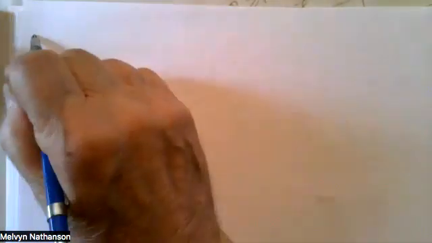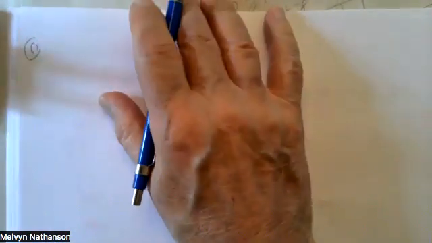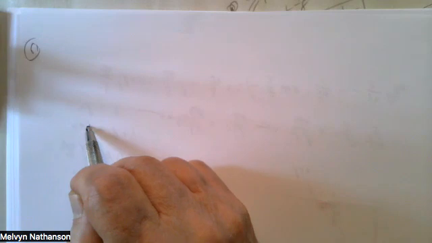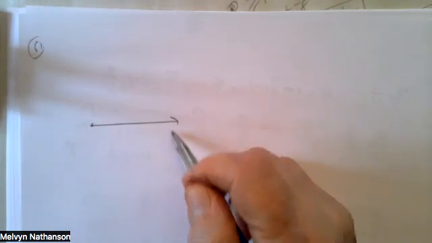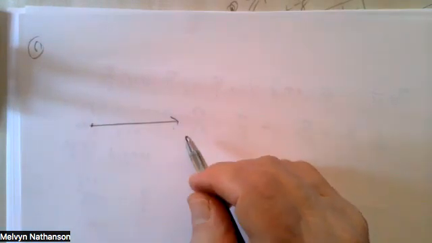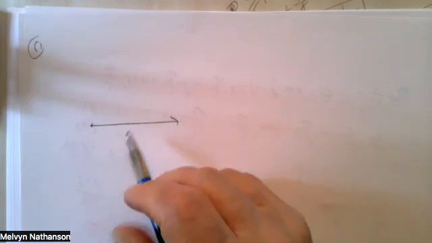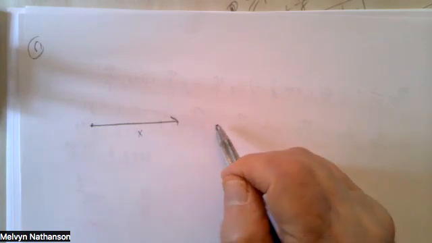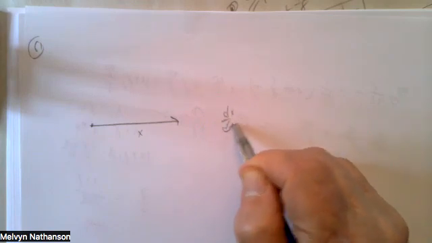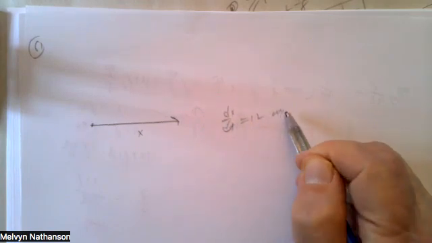Let's look at the Navy problem. This is problem 61. A boat leaves a port, here's the port, traveling due east at 12 miles per hour. So let's call this distance x, and dx/dt is 12 miles per hour.